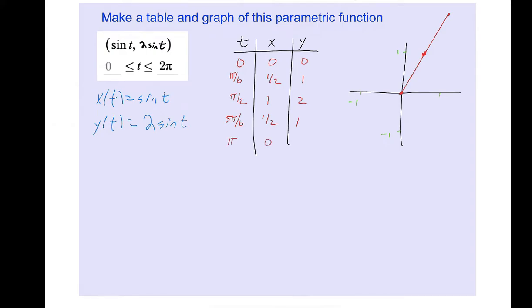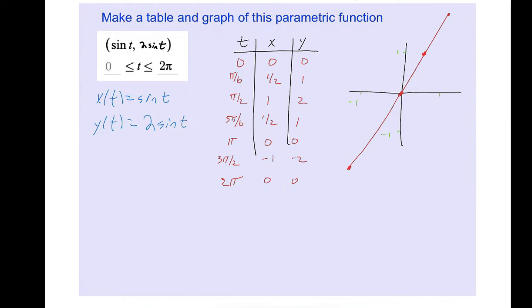The sine of pi is 0, and so is 2 times the sine of pi. The sine of 3 pi over 2 is -1, and double that is -2. So we will also go through the point -1, comma 2. So the graph will have gone to there before it turns around and comes back. By the time 2 pi seconds has elapsed, the x value is back to 0, and so is the y value.